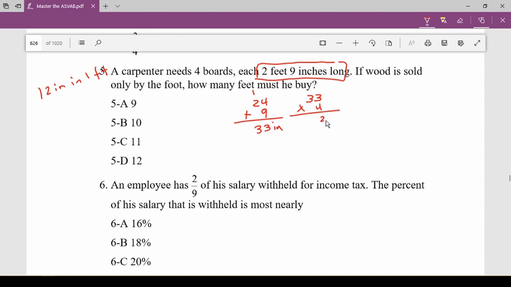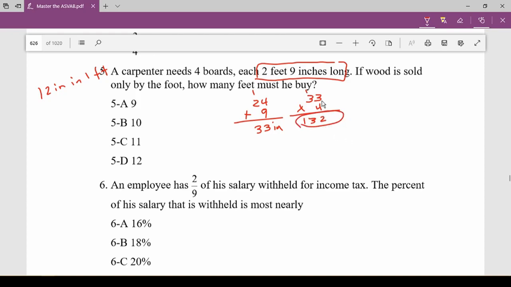3 times 4, of course, is 12. Carry the 1. 3 times 4 is 12. Plus 1 is 13. Now the question is, how many feet of boards does he need to buy?